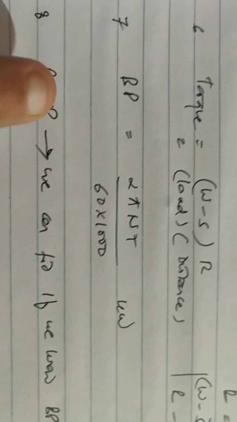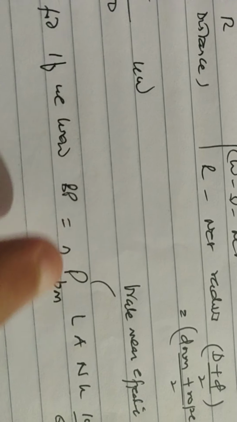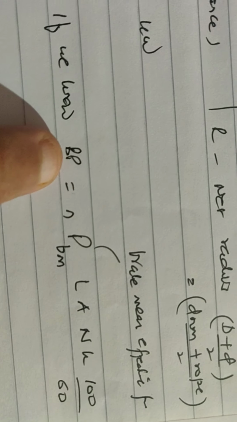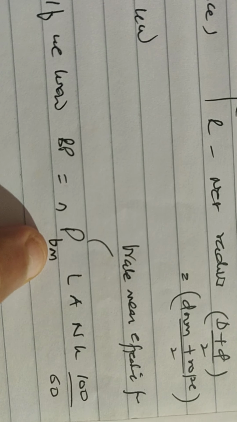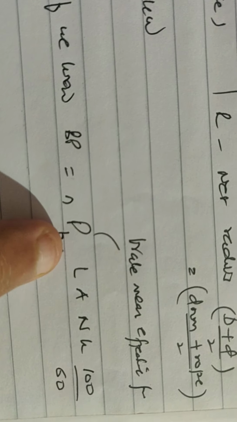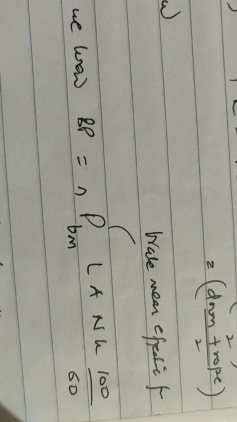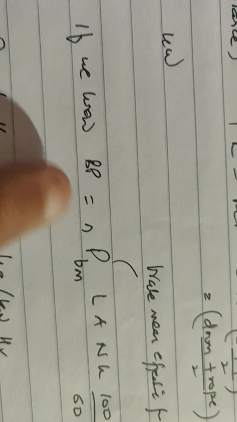If they are asking for brake mean effective pressure, then you can use the same formula. Brake power is equal to, instead of IP, I will convert this into BP, and instead of indicated mean effective pressure, I will bring brake mean effective pressure. The formula remains the same. Whether it is IP or BP, the formula is the same. We can find out the brake mean effective pressure using this formula.